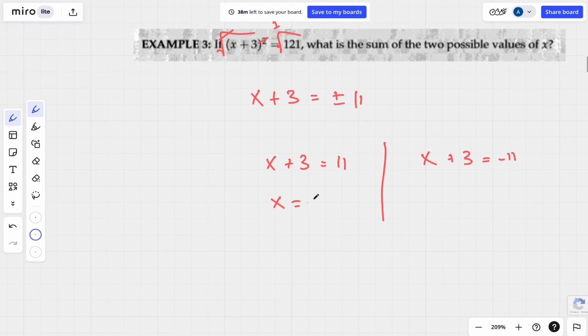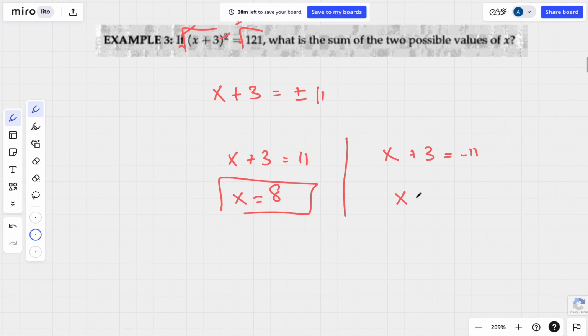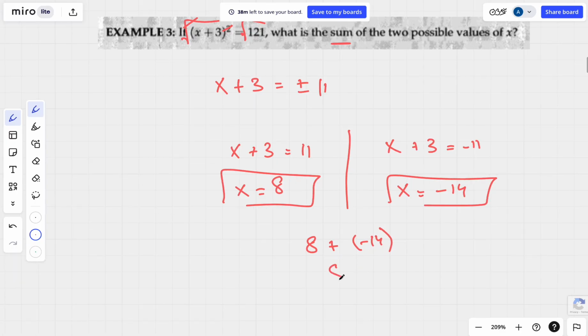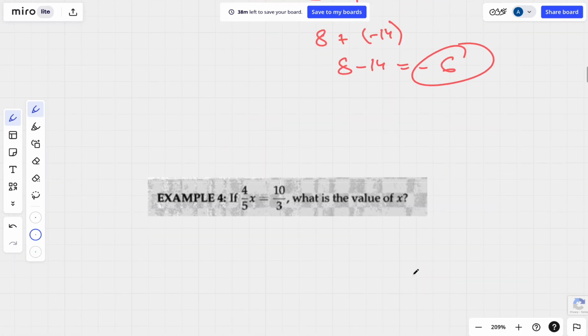You get x is equal to 11 minus 3, which is 8. And on the right side, you get x is equal to minus 11 minus 3, which is negative 14. So you get 8 and negative 14. It says, what's the sum? So that means 8 plus negative 14, which is 8 minus 14, which is minus 6. So that'll be your answer.